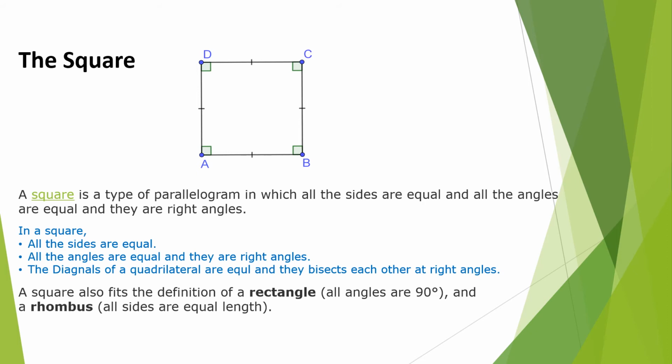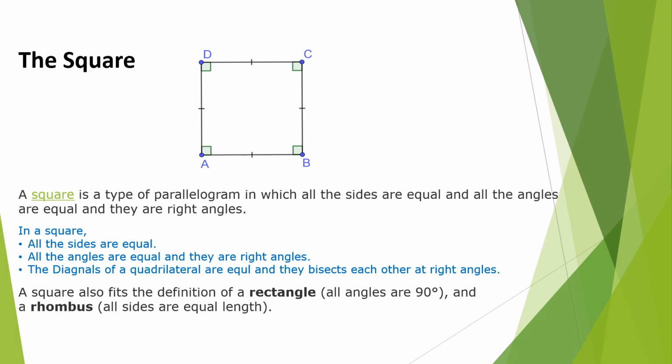The diagonals of a square are equal and they bisect each other at right angles. Diagonals are equal as I said, and they bisect each other. That means at the point of intersection they cut into two equal halves at right angles. That means the angle formed at that point is 90 degree.